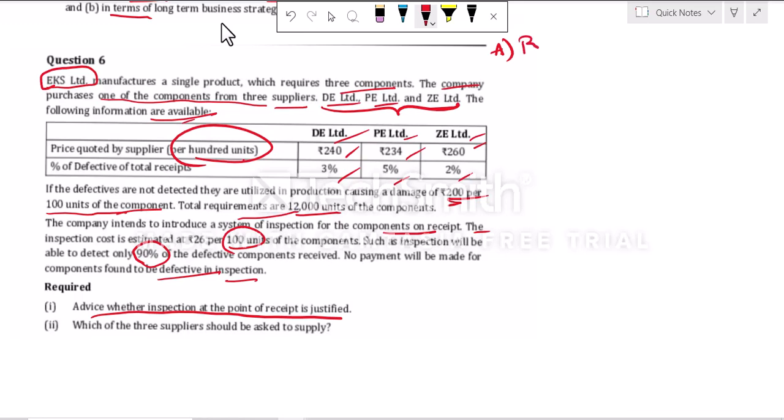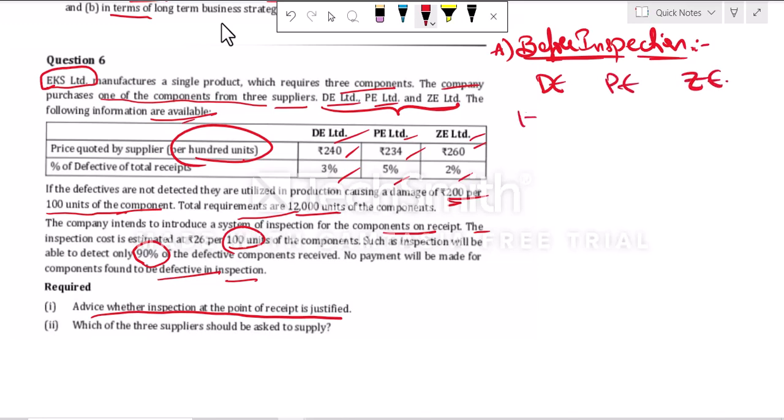So first, if they do not inspect from DE Limited, PE Limited and ZD Limited, how many units do they need? 12,000 units. How many will be defective in that? 12,000 into 3%, 360. 12,000 into 5%, 600. 12,000 into 2%, 240. So these are the defective goods.